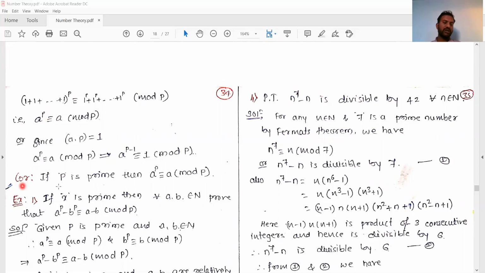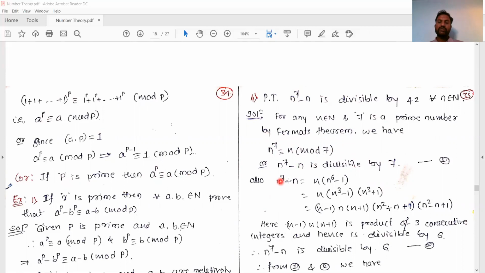As per the corollary I have written, if p is a prime number, then a raised to p is congruent to a mod p. According to that, 7 is a prime, so you can write n raised to 7 is congruent to n mod 7, or n raised to 7 minus n is congruent to 0 mod 7. Therefore, n raised to 7 minus n is divisible by 7.